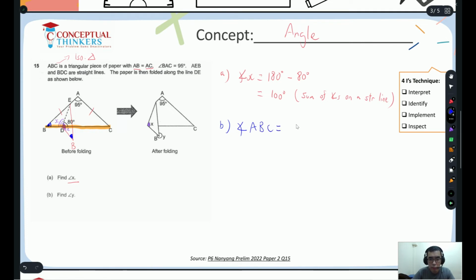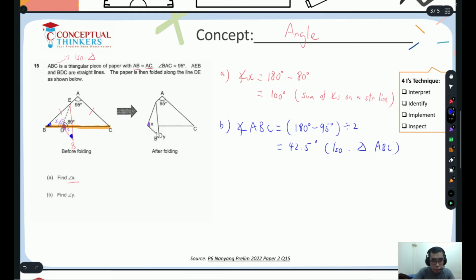So we can just take 180 degrees, we first minus away 95 degrees, which is this angle here. So this is left with two equal angles here, so we can put a bracket and divide by 2. So we will get 42.5 degrees. This is based on the isosceles triangle ABC.